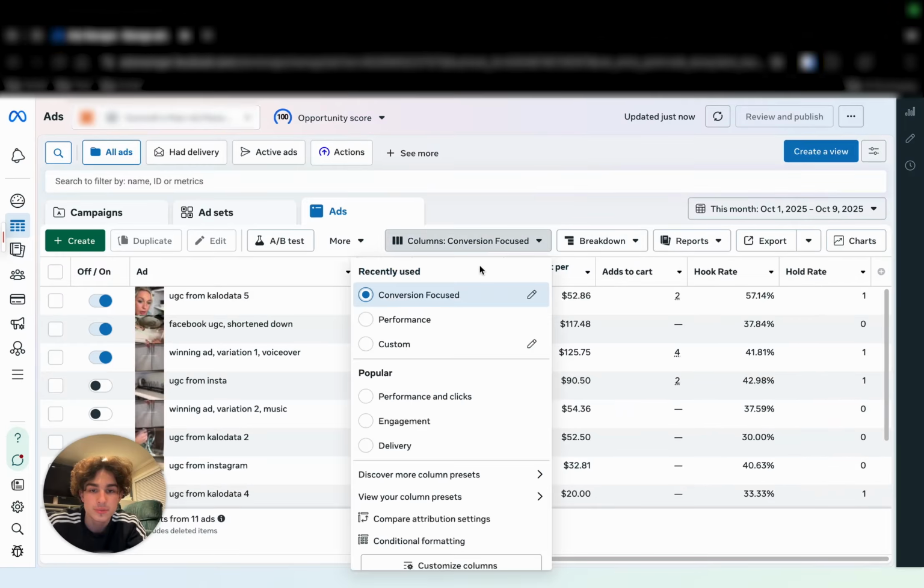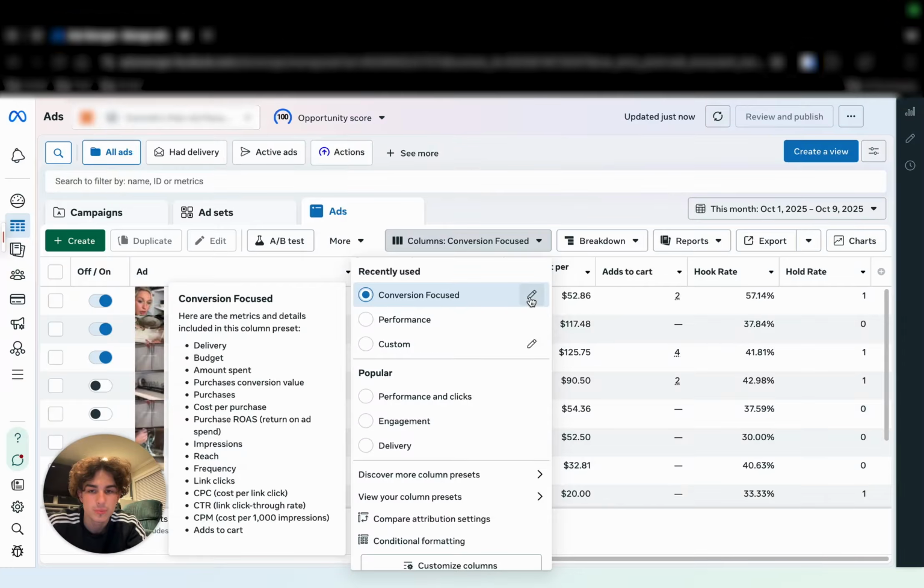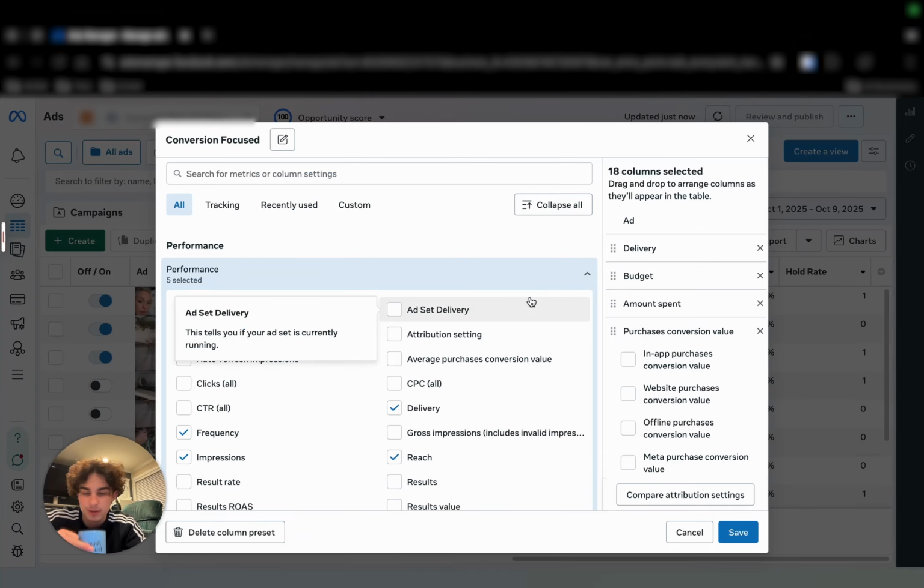All right, you want to go up here to columns. You want to click the little, this thing here, the pen icon.